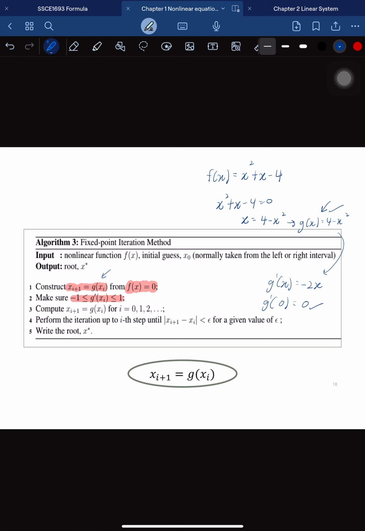Okay, I repeat. First of all, you have to make x the subject of your equation. After that, x equals g(x). Then you differentiate g(x) with respect to x, and after that substitute the initial guess. Your answer must be in this range, negative 1 to 1. Then this will be accepted as your g. Okay, so let's try.